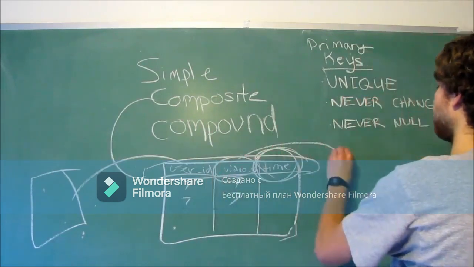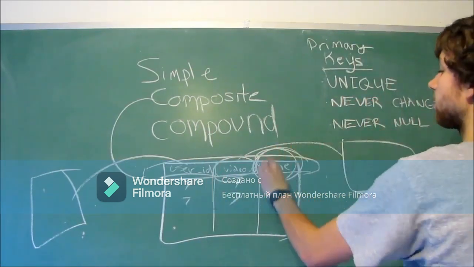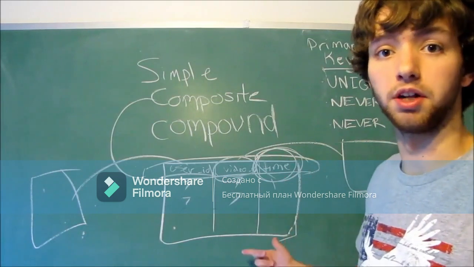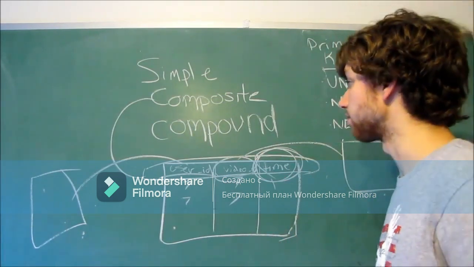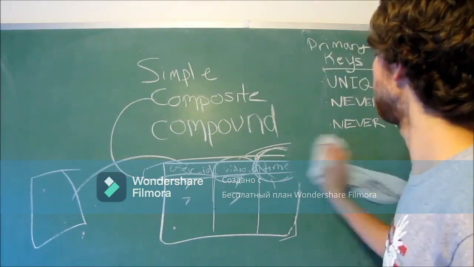This is a key because it points to a videos table. This is not a key because it's just a column for that intermediary table. So those are the three terms I wanted to talk about in this video.